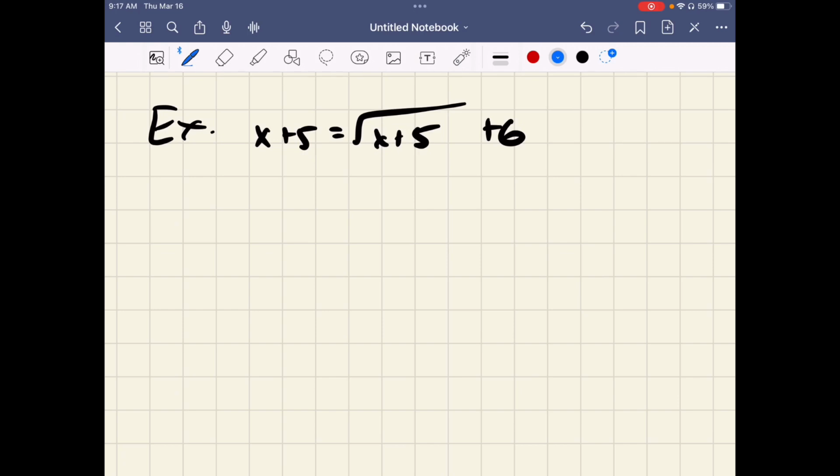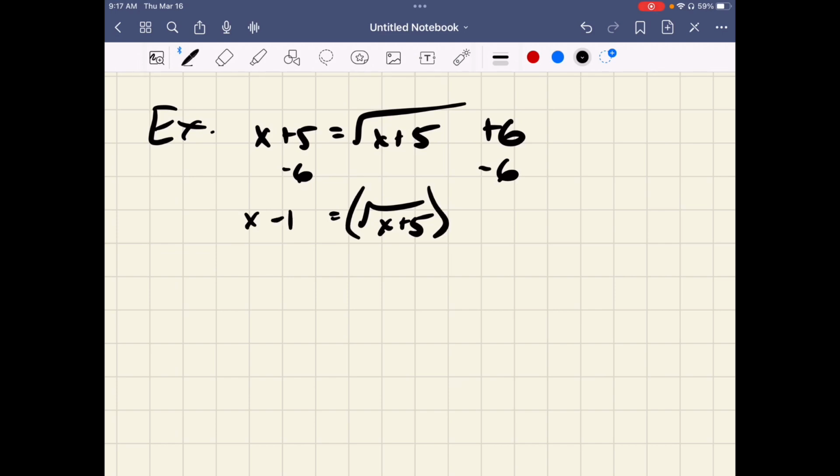All right, now that you've had a chance to try this on your own, let's go ahead and start by solving this. Now, in order to take care of this radical, the first thing I want to do is isolate it. So I'm going to move that 6 over, get the square root of x plus 5 over on the right side, right, x minus 1 on the left side.